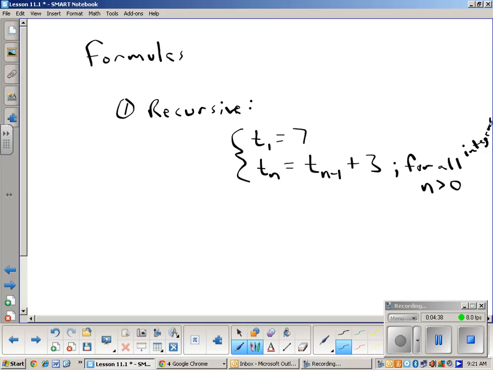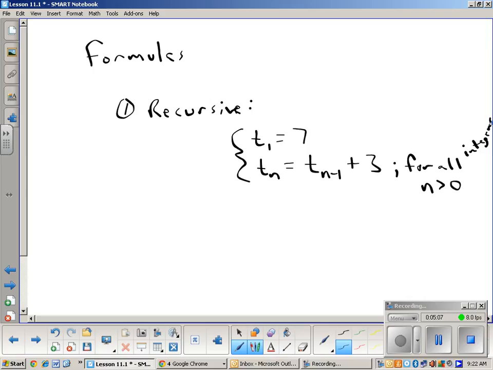Now, what does n minus 1 mean? If I want the nth term, then what would be the n minus 1 term? Yes, Kendra? Yeah, the term before, right? So if I want the 8th term, then n minus 1 would be the seventh term. Right? Recursive formula is very simple.